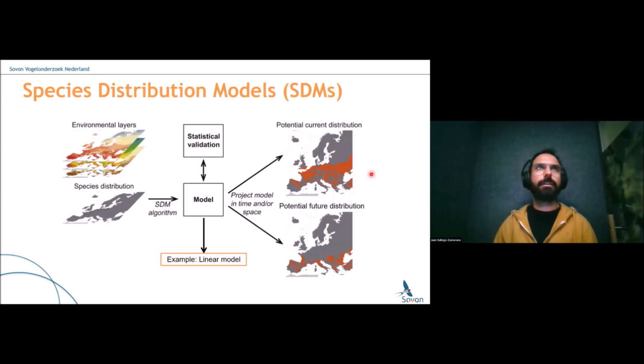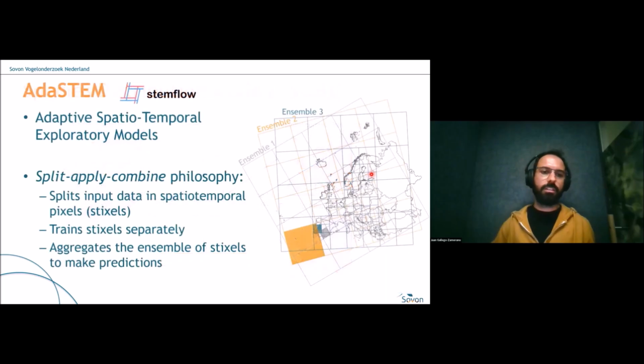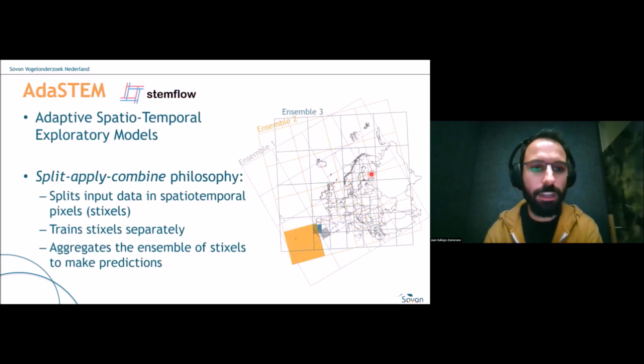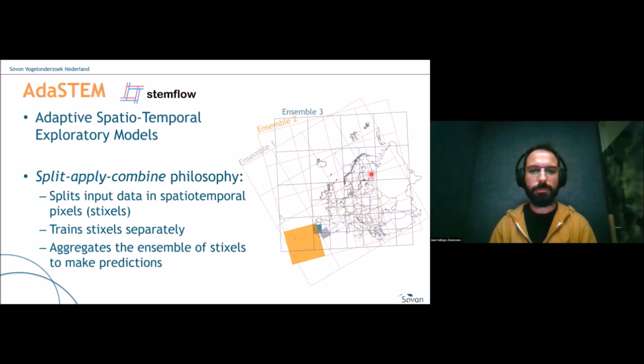But when you have such a rich data set, but also heterogeneous and at a large scale, and you want spatiotemporal models, you need to do something else. You cannot just simply do simple SDMs. So what we use is something called adaptive spatiotemporal exploratory models, or AdaSTEMs. Basically, these models apply a philosophy called split, apply, and combine. We split the data into spatiotemporal pixels, or stixels. You train those stixels separately, and then you aggregate them again, you combine them again.